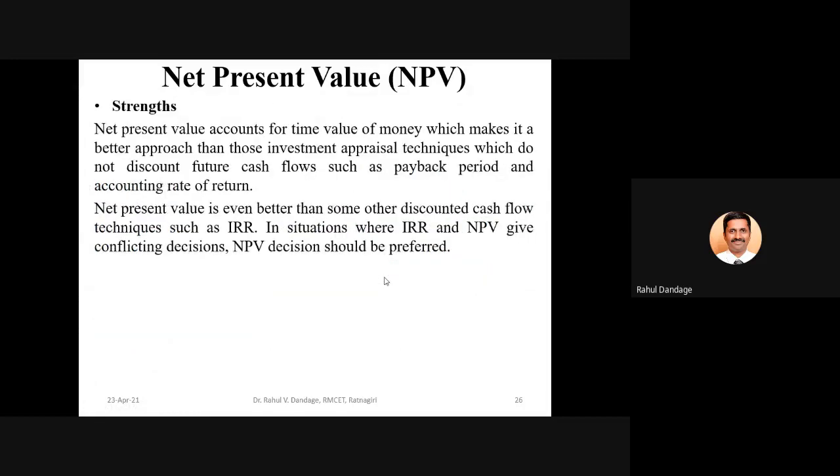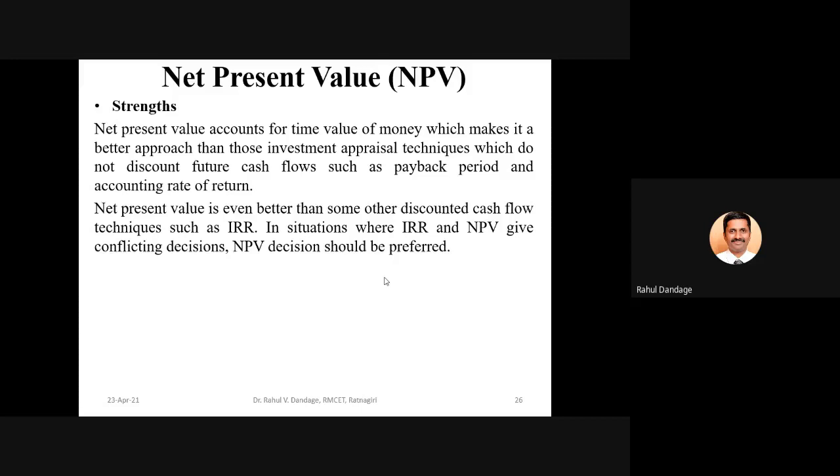The strengths of net present value. The net present value accounts for time value of money, which makes it a better approach than those investment appraisal techniques which do not discount future cash flow, like payback period and accounting rate of return. So if we compare this net present value method, then this value takes into account the time value of money, and because of that, this method is more advantageous, more correct, we can say, as compared to the methods like payback period and accounting rate of return.